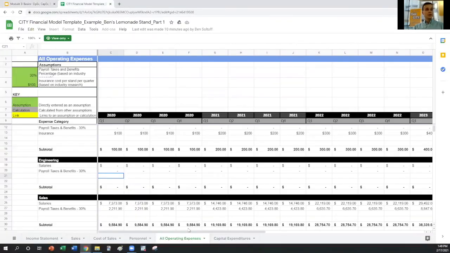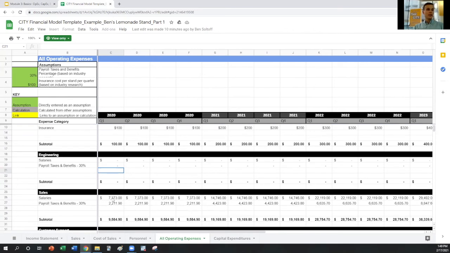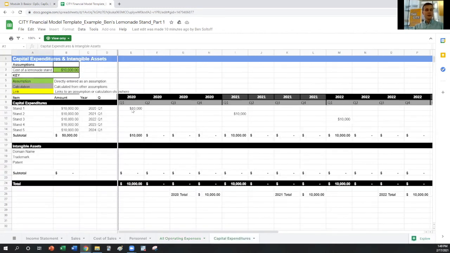So here in our operating expenses tab of our model, you can see $100 per stand of insurance, as well as the salaries, which will be fed in from the personnel tab. We also have payroll taxes and benefits included here. Moving on to CapEx, we have the cost of the lemonade stand. And here you can see we assume that it will be a simple $10,000. If we wanted to take out a loan for the stand, or account for the cost over time, we could depreciate this cost over different quarters and years. Here we have set it up as a simple one-time expense.